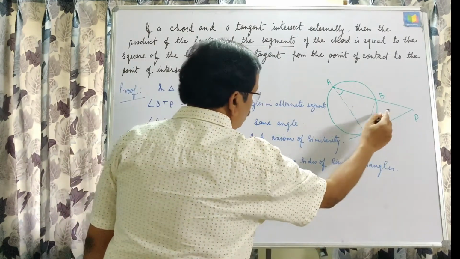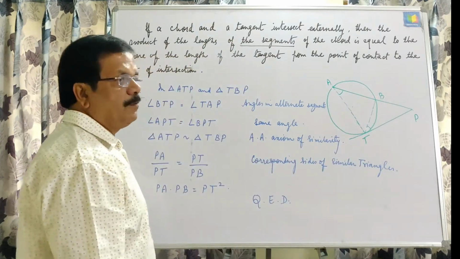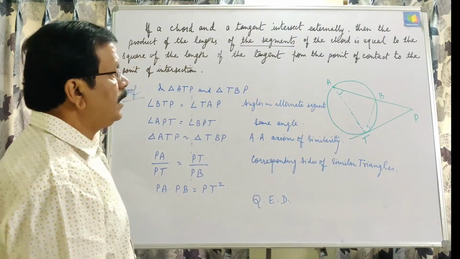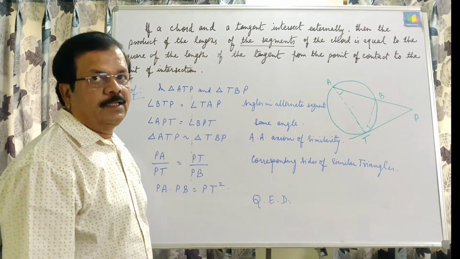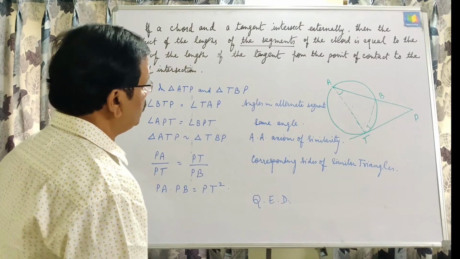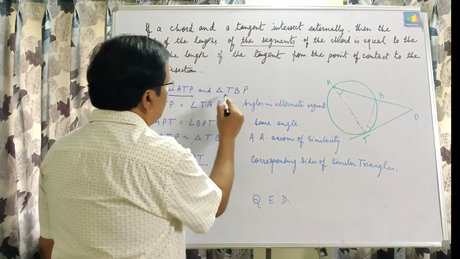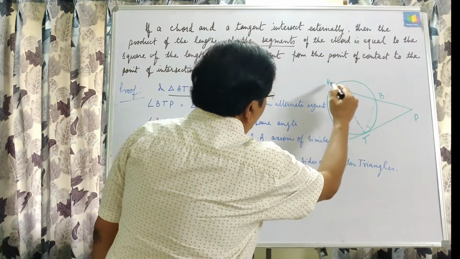And then we have to prove that PT square is equal to PA into PB. This is a very important theorem and frequently used in questions also. Now for the proof of this question, you can take two triangles ATP and TBP.